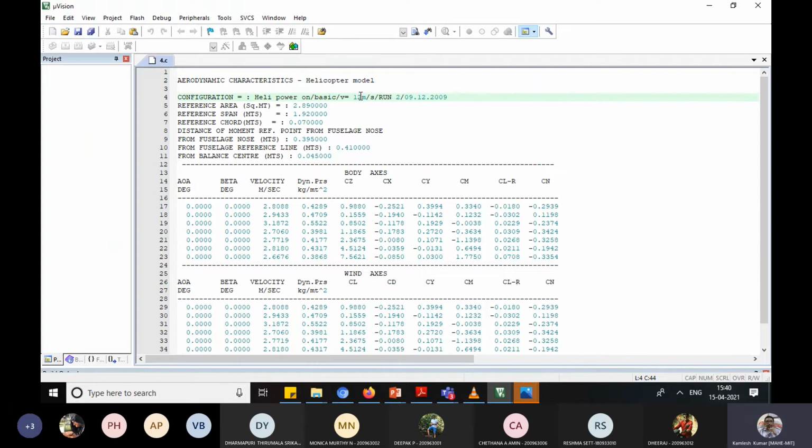then that velocity will be considered the relative velocity of the aircraft. Okay, then you should have the span, area, then reference chord. So mostly we are looking from the nose. Okay, these are the points required: fuselage nose, then the fuselage reference line, from the balance center, like where you put the sensors, all those before setting up your system. Because if you're not giving this data, you can't get this data. So all this data is required, so you should have it properly calculated.